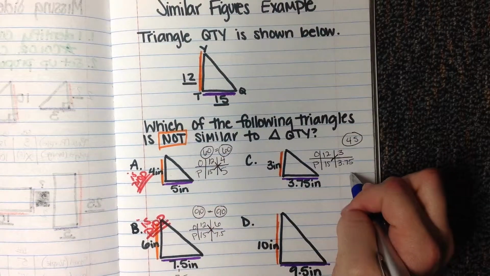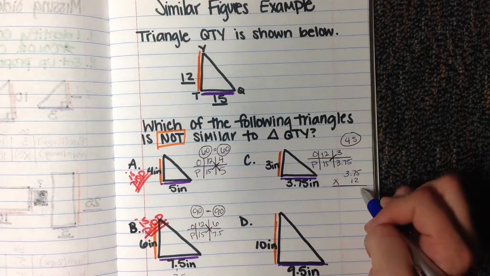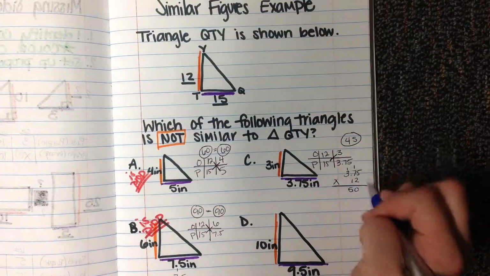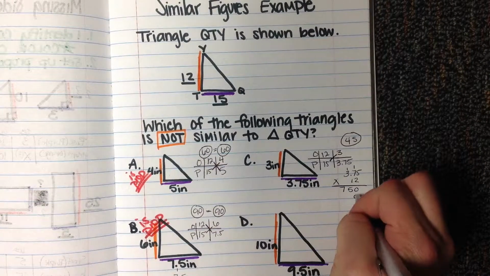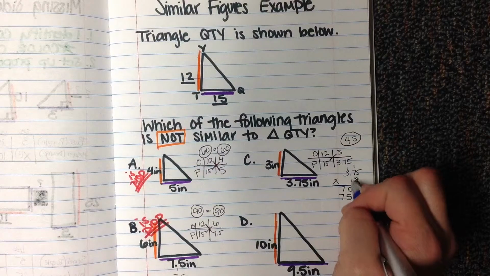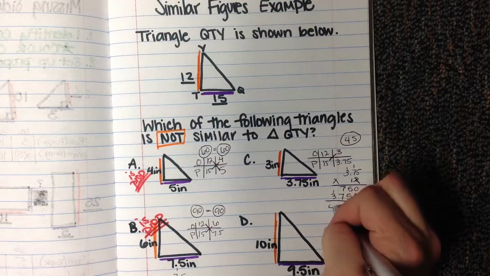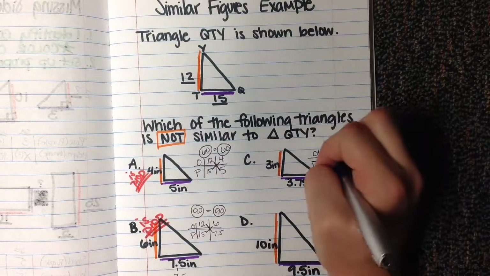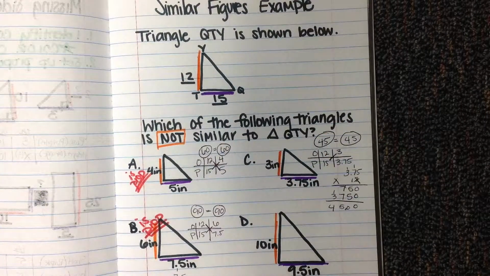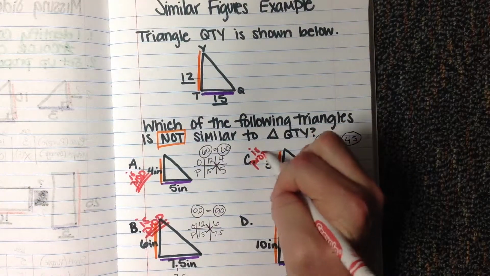Let's see what 3.75 times 12 is. 2 times 5 is 10. 2 times 7 is 14, plus 1 is 15. 2 times 3 is 6, plus 1 is 7. Hold a place. 1 times 5 is 5. 1 times 7 is 7. 1 times 3 is 3. There are 2 places after my decimal. So 12 times 3.75 is 45. 45 does equal 45, so C is proportional.